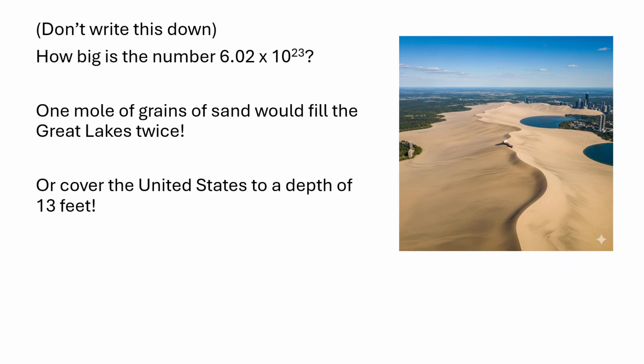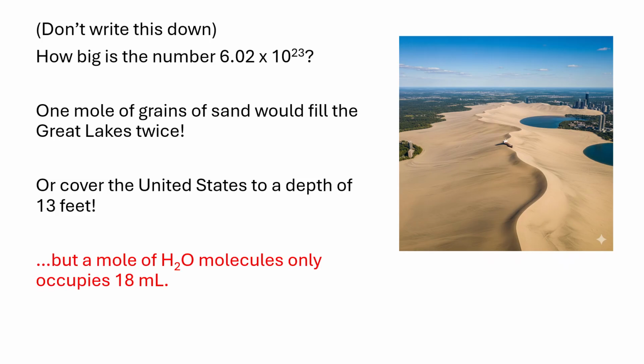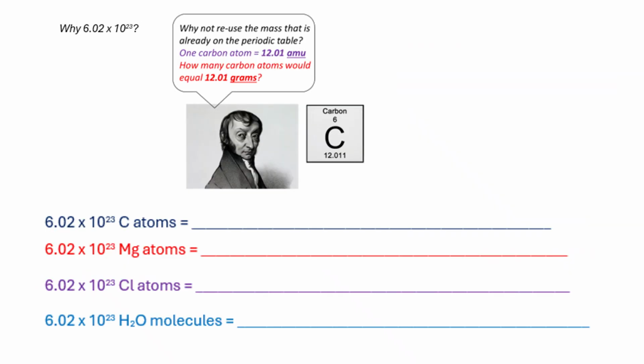But because we look at small particles like atoms and molecules when we talk about moles, a mole of water molecules only occupies about 18 milliliters. So it would barely be a drink of water. All right, and so what that illustrates is a water molecule is trillions and trillions and trillions of times smaller than even a grain of sand, which is already pretty small. And so that's why we need such a huge number for grouping together such tiny, tiny things.